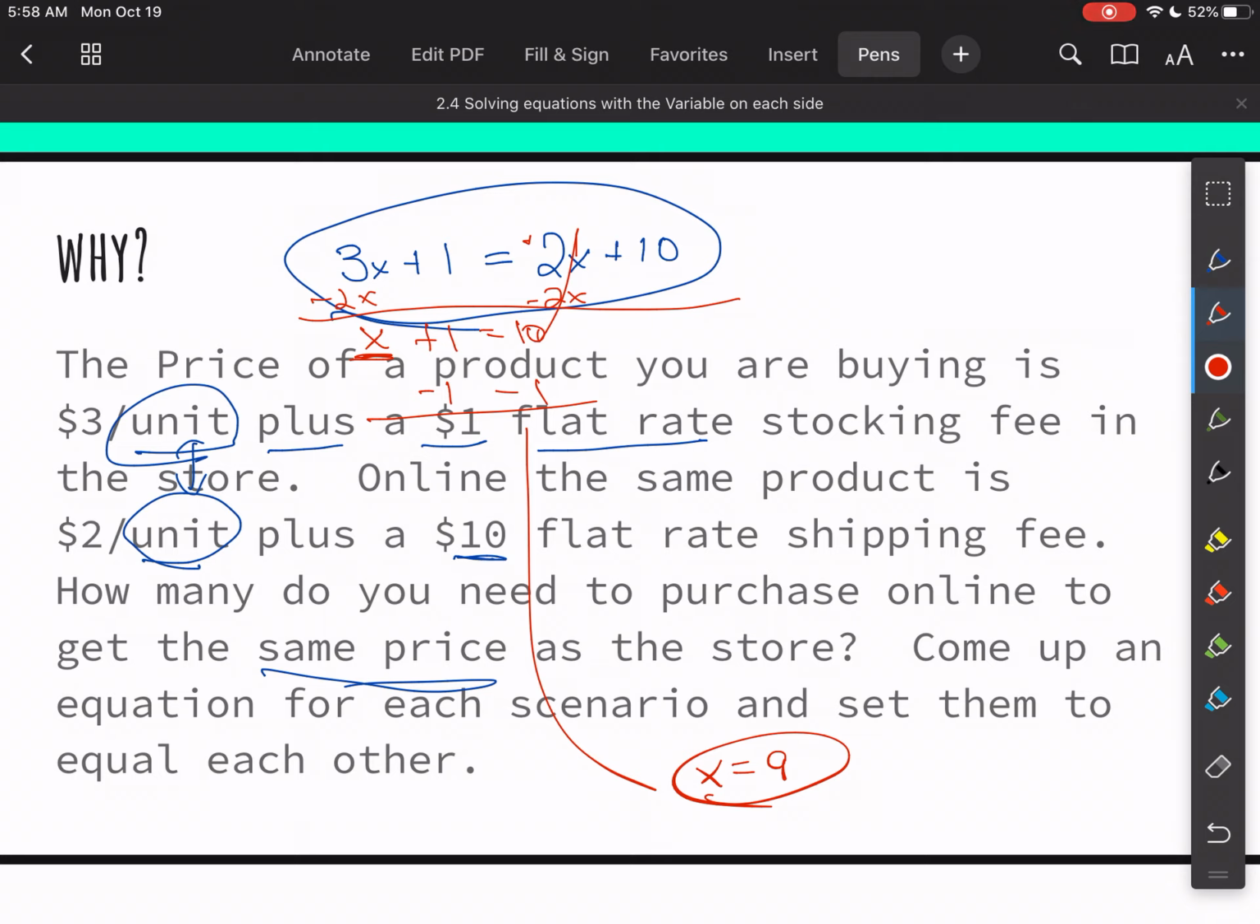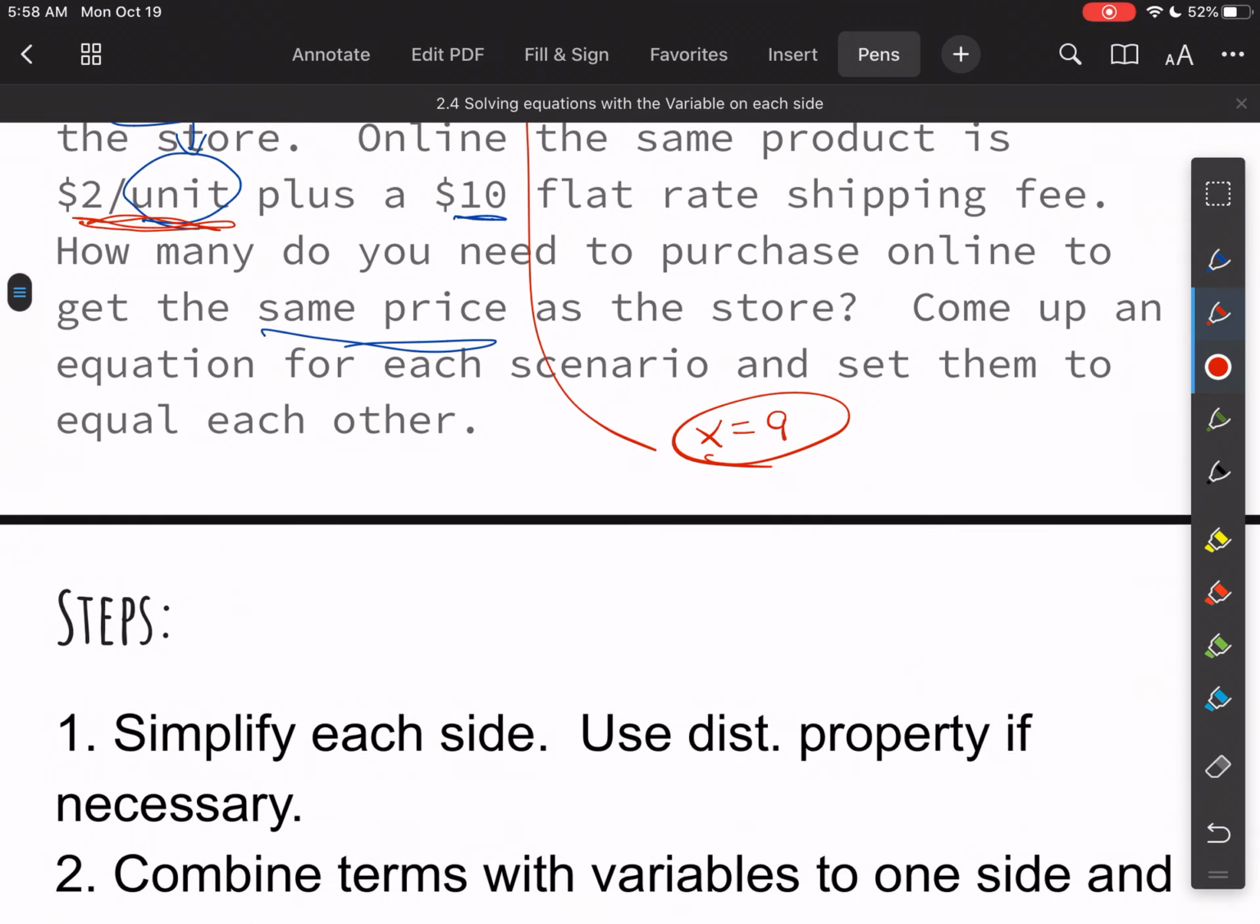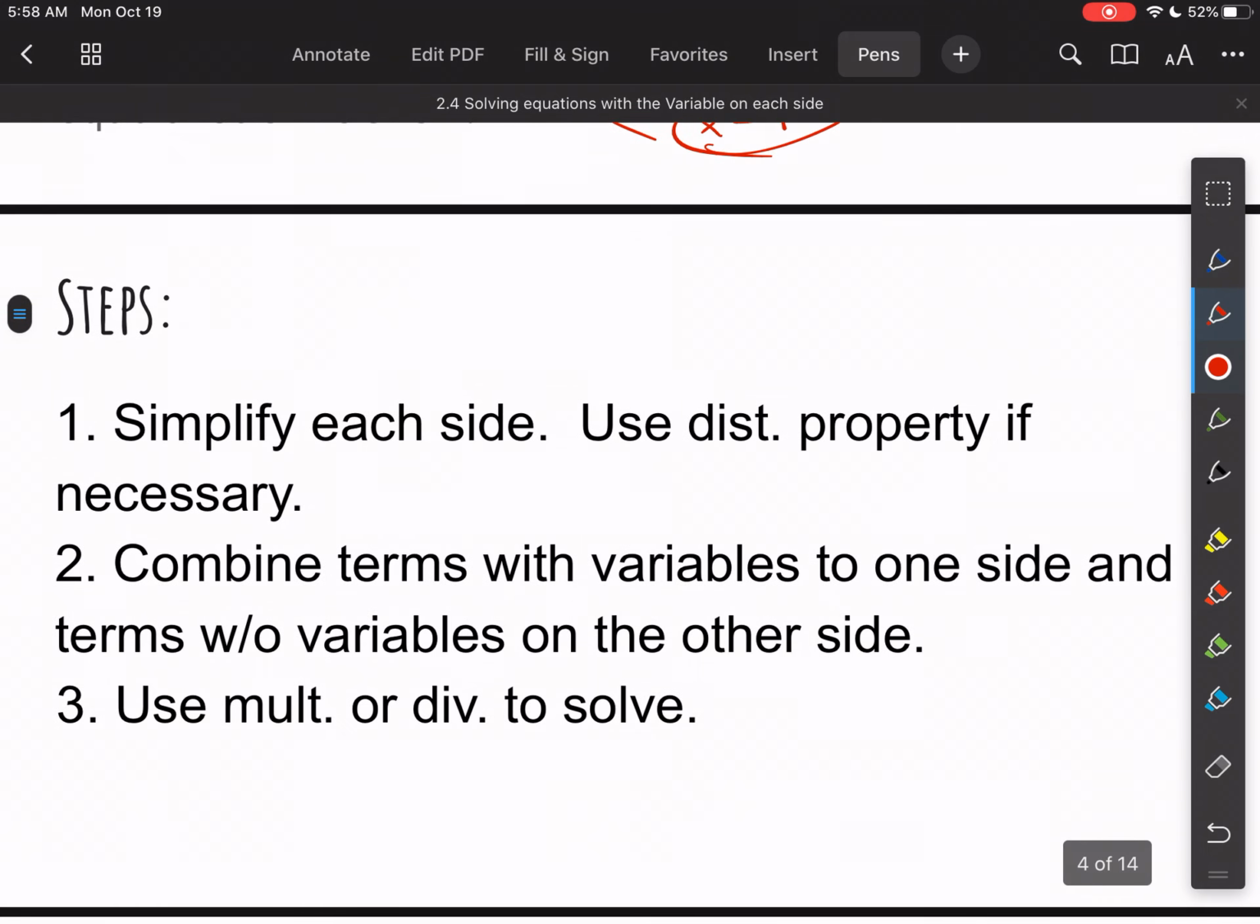Okay, if we go beyond 9, perhaps you could guess what would happen. I believe online becomes cheaper and cheaper and cheaper as you increase your volume. Anyway, steps to doing this.